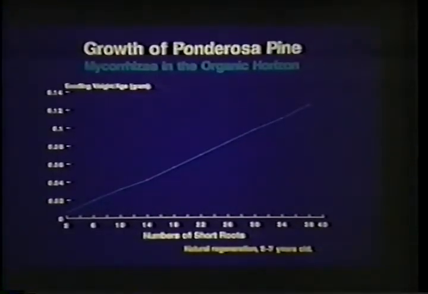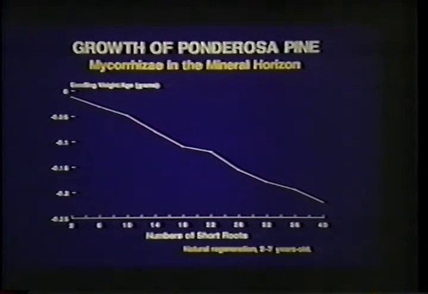Now, we took a look earlier at what we might expect with spruce, looking at the relationship between organic matter and growth. Now I want to take a look at ponderosa pine. This is a species that normally grows in very low organic matter environments. And now we're going to take a look at the mycorrhiza that occur only in the organic horizon. We're going to correlate that with growth, and we get a nice positive correlation. Okay. Now we're going to do the same thing with the same seedlings and look at only the mycorrhizae that occur in the mineral soil. We get a nice negative relationship.